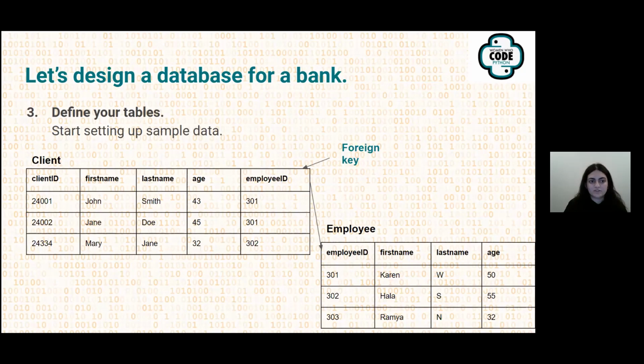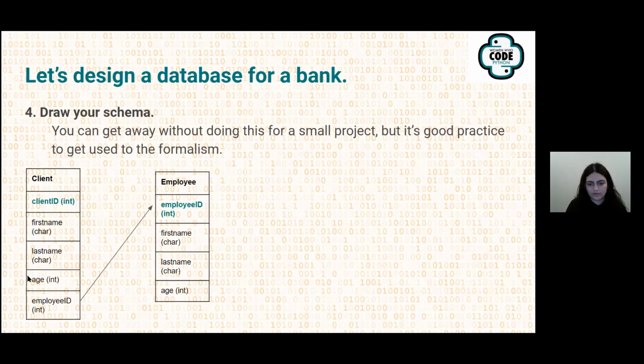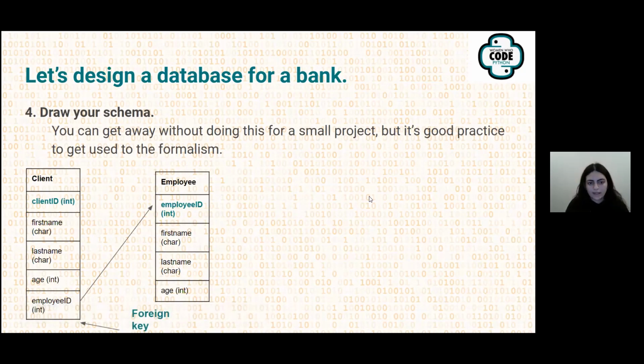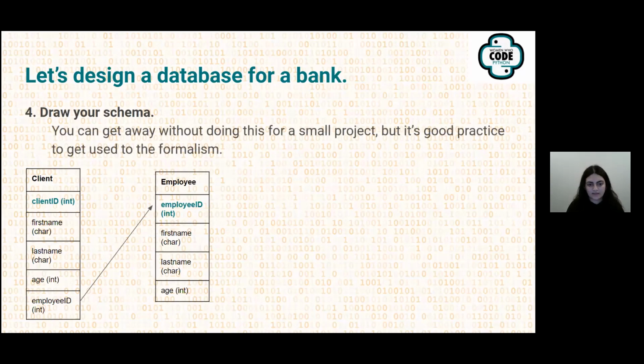So step 4, we said, is to draw the schema. We said we can get away without doing this, but we're actually going to do it. This is a simple example, and it would be useful. Now we have these 2 different tables, and we said that the employee ID of the client points to the employee ID in employee. This basically gives us information about which employee handled a specific client. When we draw the schema, it looks like this. This is just a very simple schema. It doesn't really have anything complex. This is just a way of representation.